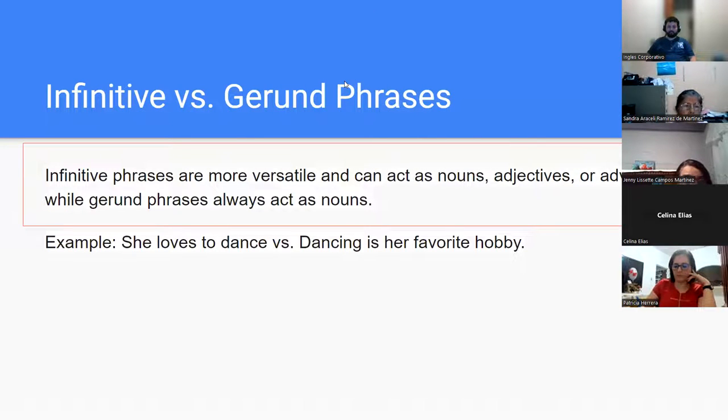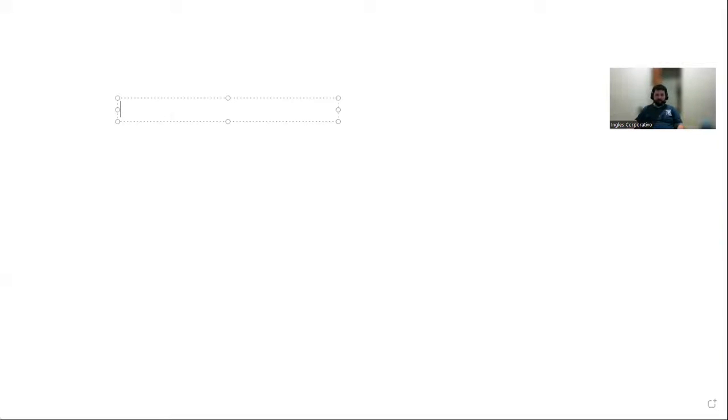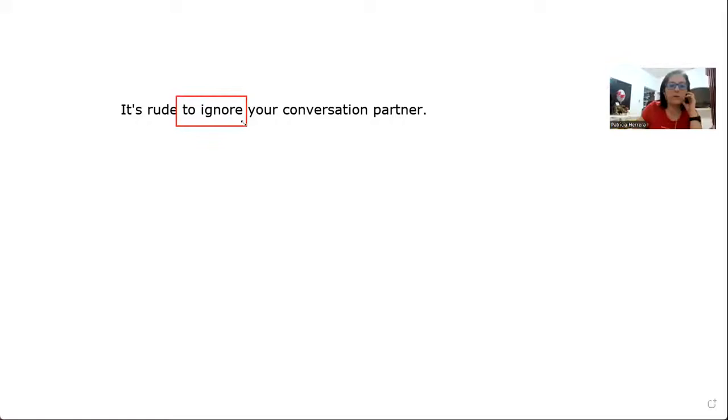So let's say we have this example right here. Let's get one from the actual exercise that we have here. According to the examples that we got from the platform, one of the examples is, it's rude to ignore your conversation partner. So where's the infinitive phrase here? It's rude to ignore. To ignore, right? Very good.